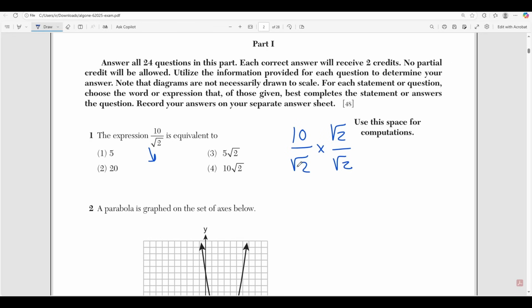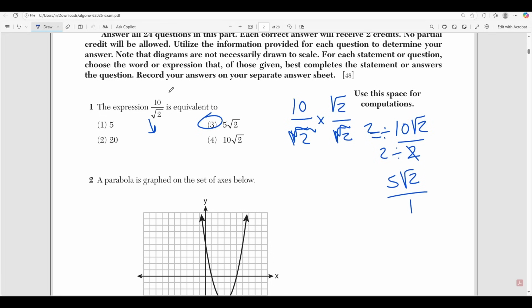So 10 over rad 2 times rad 2 over rad 2 is equal to 10 times rad 2, right? Over radical 2 times radical 2. Remember that when you multiply a radical by itself, you cancel it out. So this is then equal to 10 times radical 2 over 2. Then we can take out 2 from the denominator. 2 divided by 2 is 1. And then we can take out 10 from the numerator because 10 divided by 2 is 5. And we're left with 5 radical 2 over 1, which is 5 radical 2.